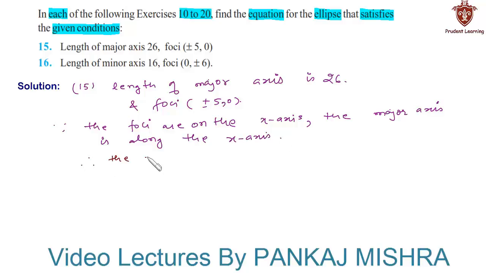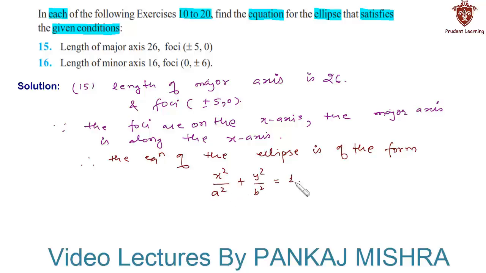Therefore the equation of the ellipse is of the form x square over a square plus y square over b square equals to 1. Let us call it as equation 1. Here a is length of semi-major axis and b is length of semi-minor axis. We are also given that length of major axis, that is 2a, is equal to 26. This implies that a is equal to 13, or we can say that a square is equal to 169.